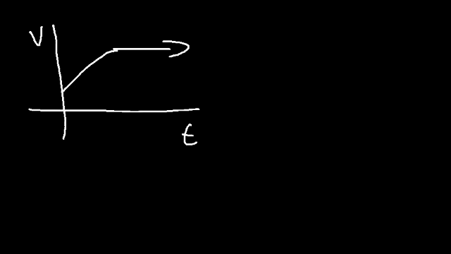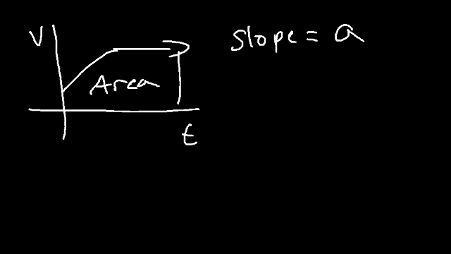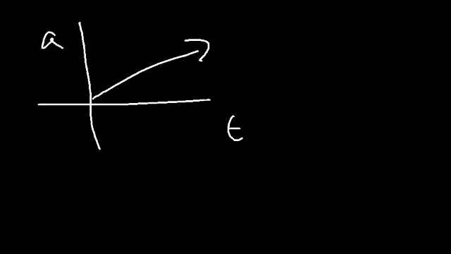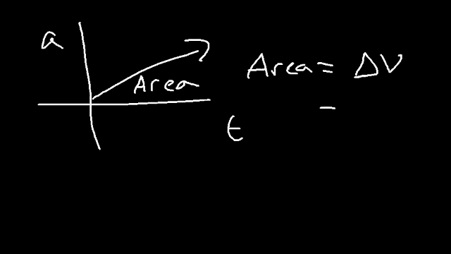Now for a velocity time graph, the slope of a velocity time graph gives you the acceleration. Now the area is equal to the displacement, so the area is the displacement of the particle. And lastly, for an acceleration time graph, all you need to be concerned with is the area. The area of an acceleration time graph is equal to the change in velocity. That is equal to the final velocity minus the initial velocity.